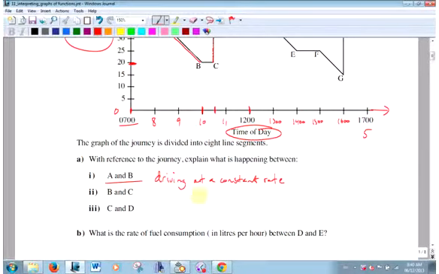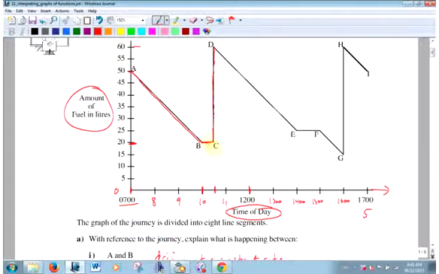Okay, it's not intuitive. Driving at a constant rate. Okay, B and C. Think, this is the fuel. At this time, 10 o'clock, I got 20 liters. At this time, that looks like 10:30, right? Halfway between 10 and 11, I still have 20 liters.